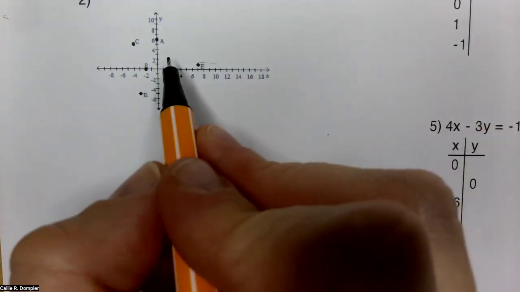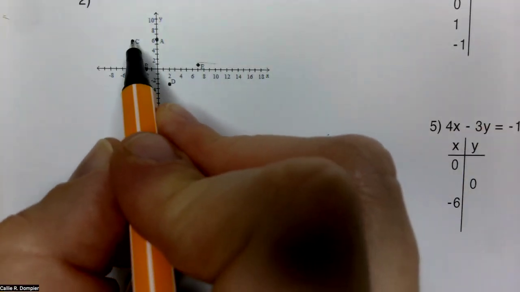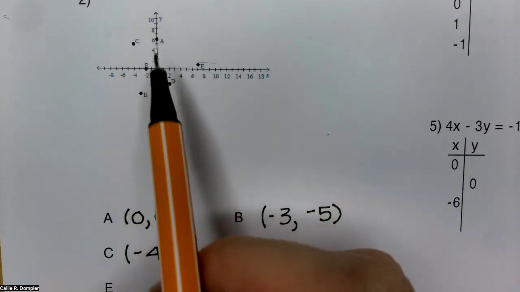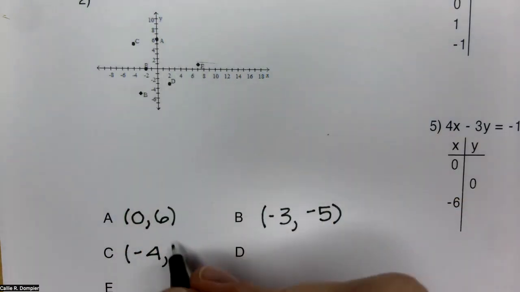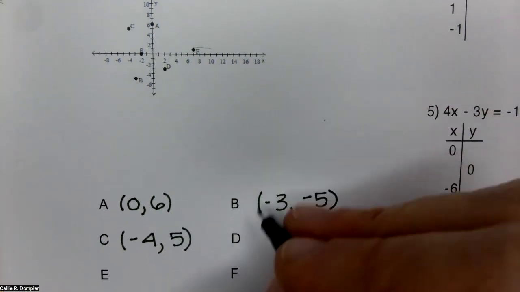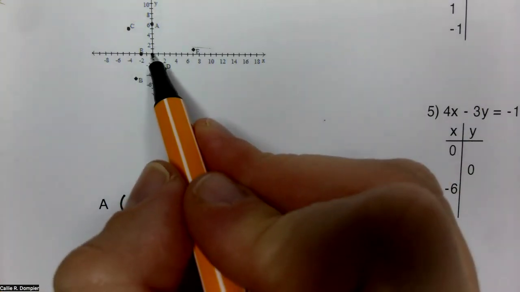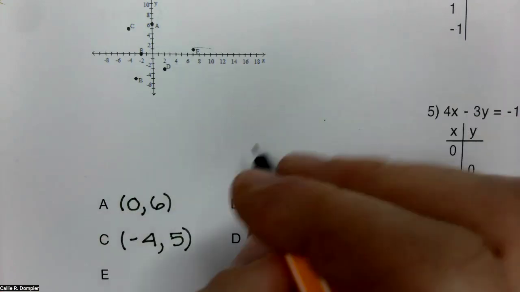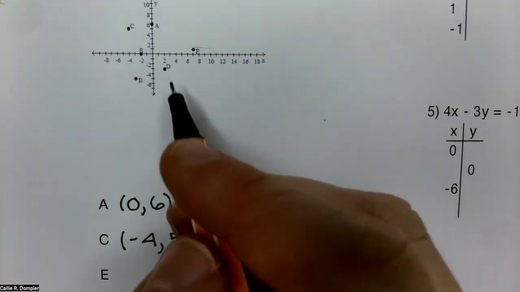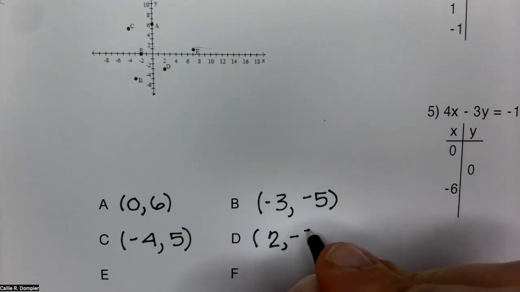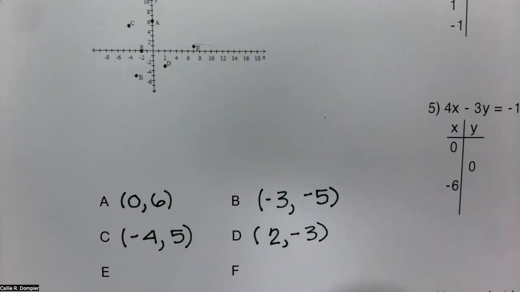Letter C, on the x-axis, we've got a negative 4. And on the y-axis, that C value is at 5. So that point is negative 4, 5. Letter D, again, start at the origin and then count how far you had to go on the x-axis. We had to go positive 2. And then how far do you have to go down on the y-axis? Negative 3. So 2, negative 3.